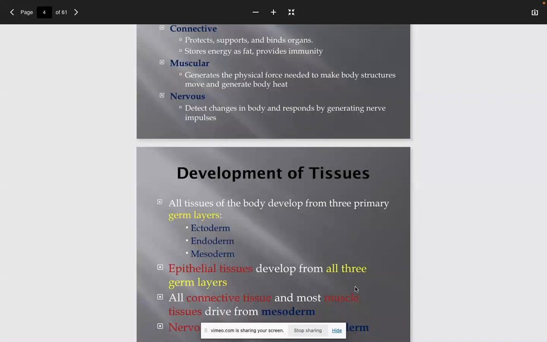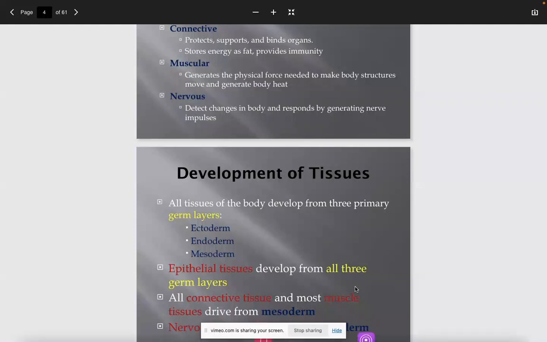So within these germ cells, you have three different layers. You have an ectoderm, an endoderm, and a mesoderm. Now, the ectoderm, this is the outside cellular layer. The endoderm is going to be the inside cellular layer, and the mesoderm is going to be the middle cellular layer. And these different germ layers are going to form different things within the organism themselves. So it's important to know that all epithelial tissues develop from all three germ layers.